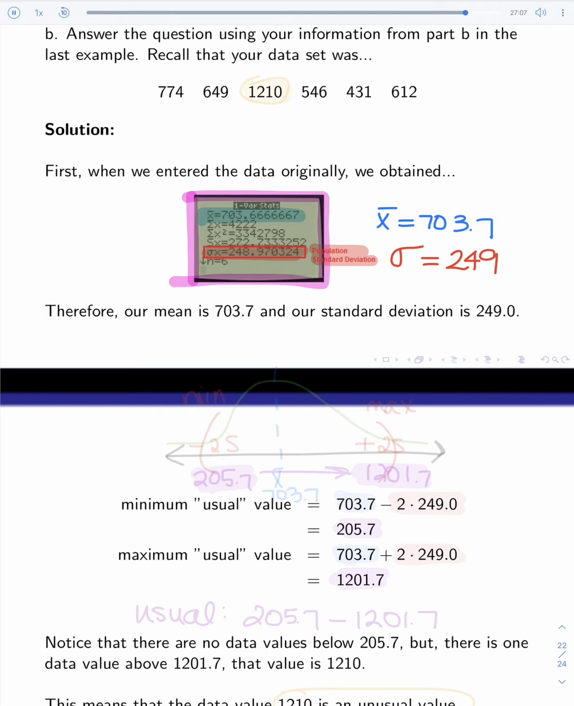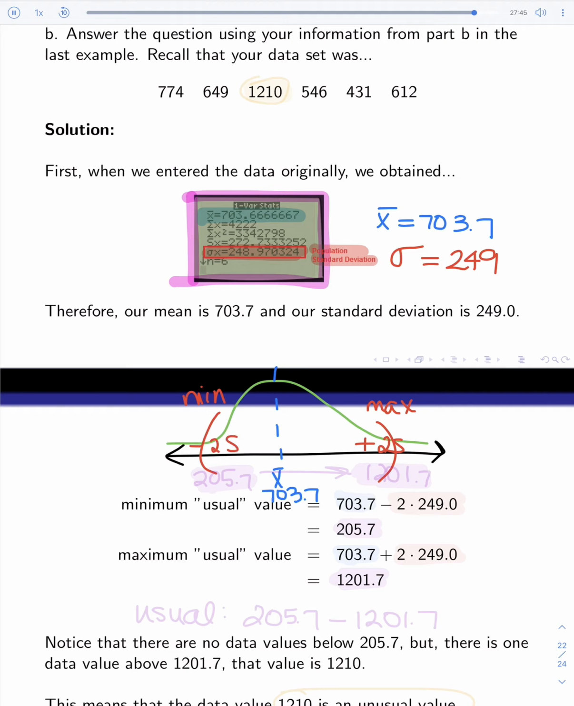So what we'll start out with is our number line. And we'll draw our picture. We'll do that little bell curve again. And then remember what we said goes in the middle when we're doing this is the mean, which is 703.7. And on the top end, to find the maximum value, remember we add 2 standard deviations. And on the lower end, to find the minimum usual value, we'll subtract 2 standard deviations from the mean.